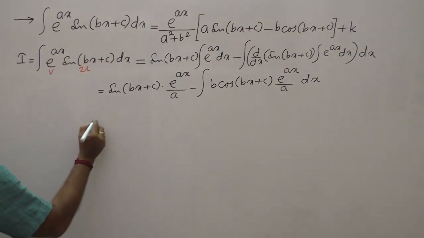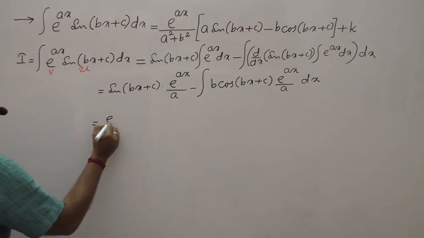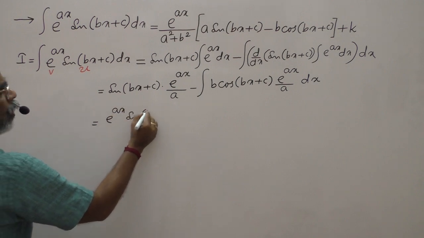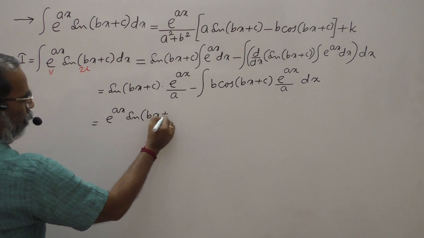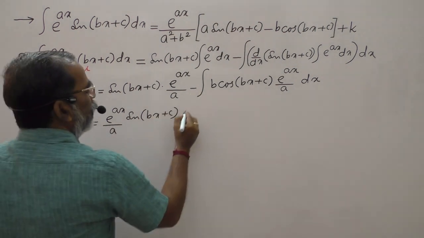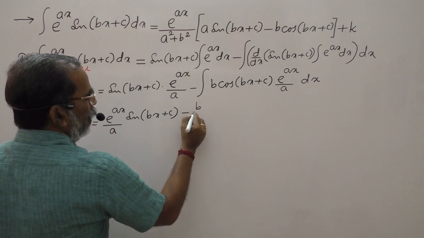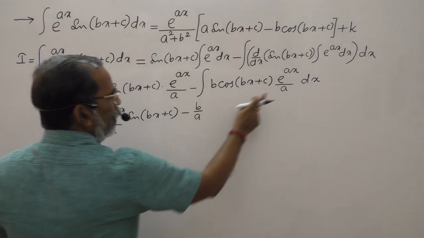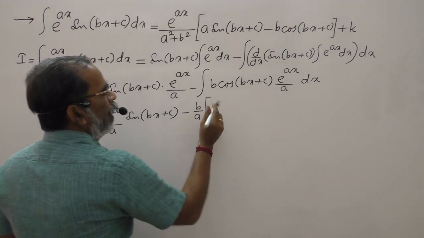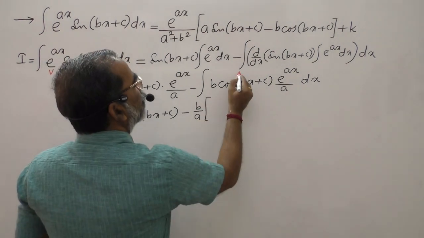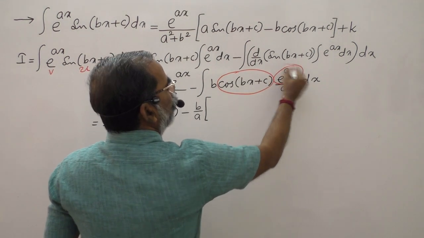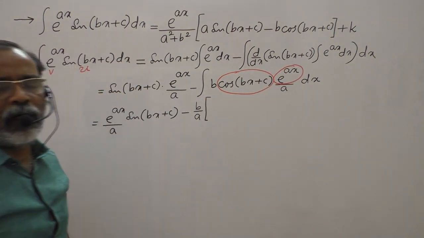Okay, now carefully. What is this? This is e power ax into sine of bx plus c by a is there. Next here, what are the constants? b is there in the numerator, a is there in the denominator. Again we have two functions. Which functions? Again we have this and this. So again two functions are there.